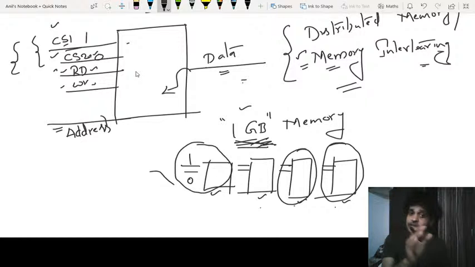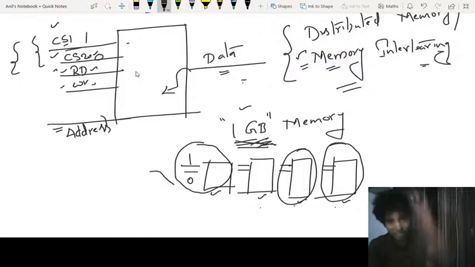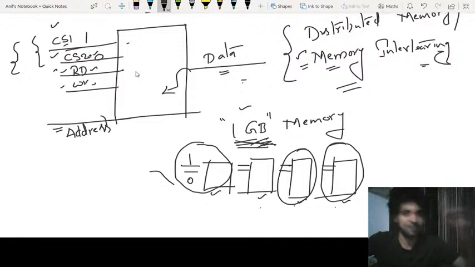That also I'll explain: how the CPU ensures that only one specific chip has CS1 equal to 1 and CS2 equal to 0, and the rest of the chips have different chip selector combinations. I will also explain that in my upcoming sessions. So this is all about designing RAM.